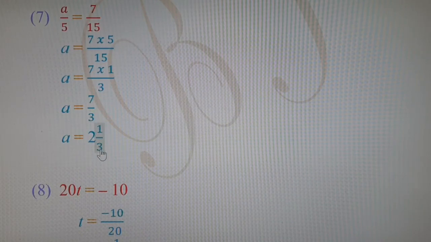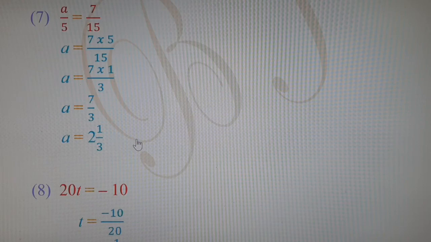3 table we have to do. 3 2s are 6. 3 is multiplied with 2 and we get 6, and with 6 when we add 1 we get 7. So in the numerator 1 will be there, denominator 3 is copied as it is, and in the integer part we get 2. 2 integer 1 upon 3 is our answer. A is equal to 2 integer 1 upon 3 is the solution for this equation.